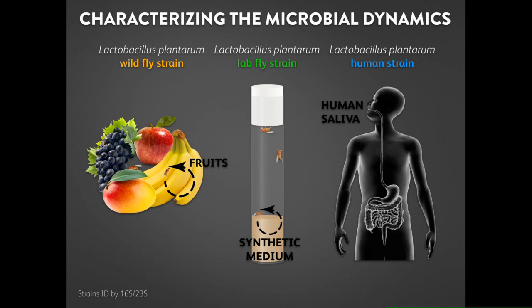So we investigated the microbial dynamics of Lactobacillus plantarum, which is probably the most common bacteria found in the microbiota in flies. For this, we used 3 different isolates that have different ecological backgrounds. We have one strain that has been isolated from wild flies, one strain from our Cantonese lab fly, and one strain from a stock center, a common strain. This one has been isolated from human saliva.